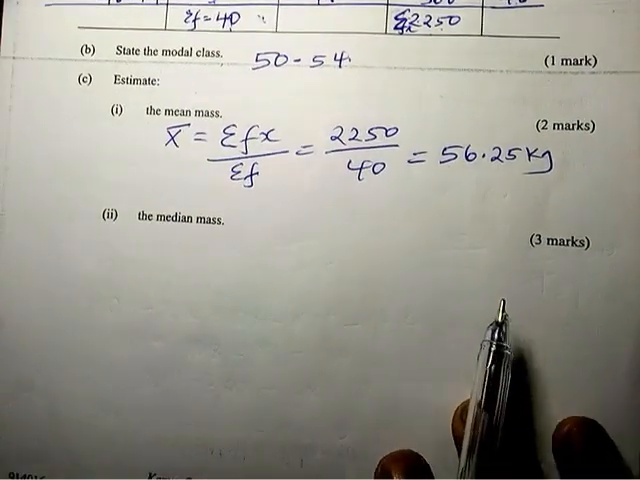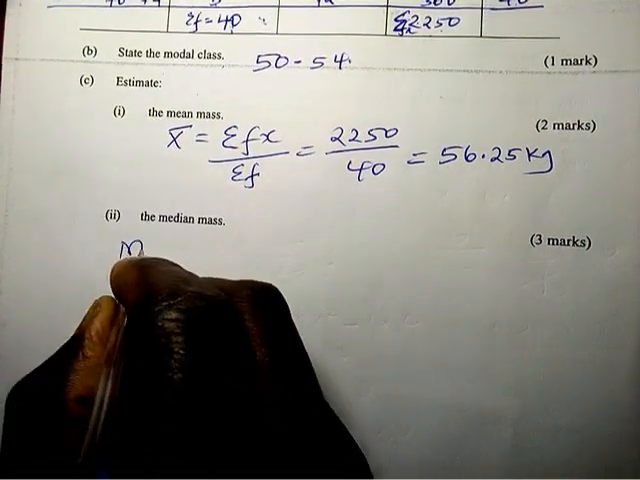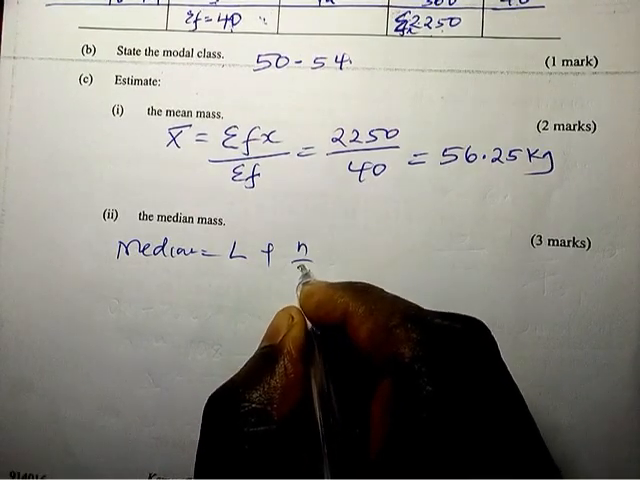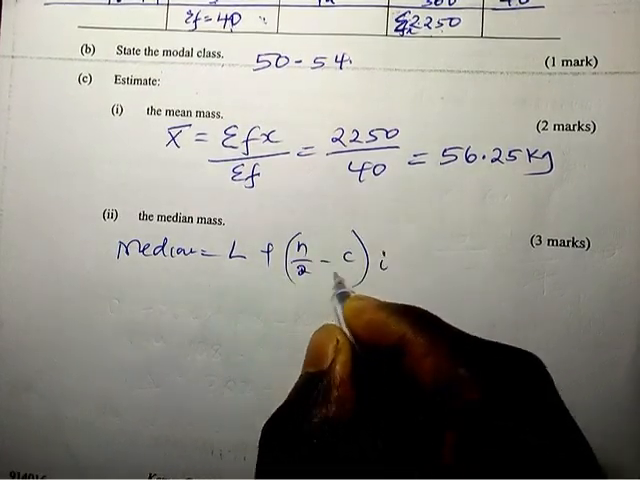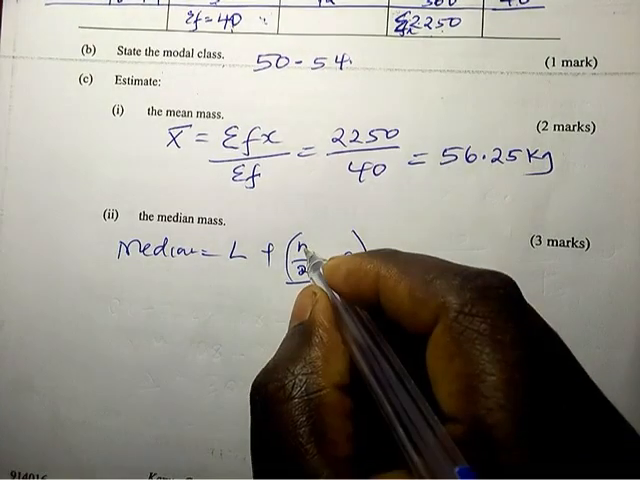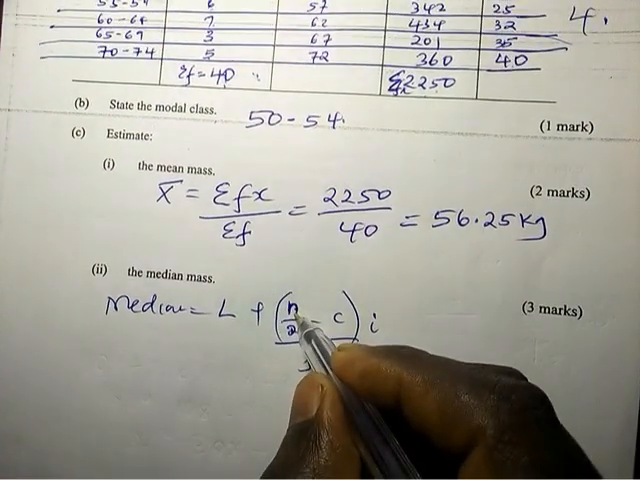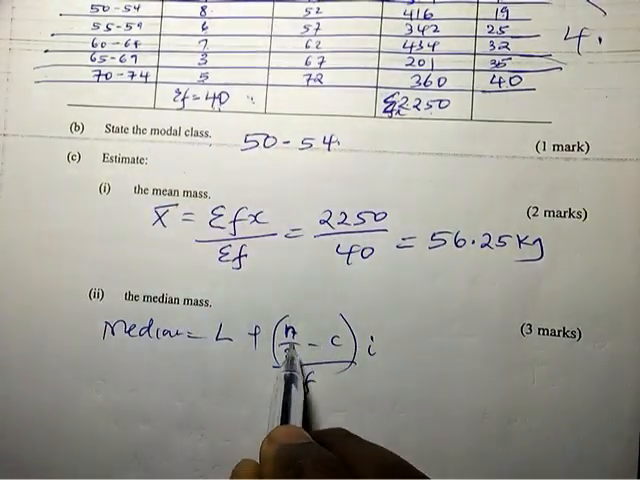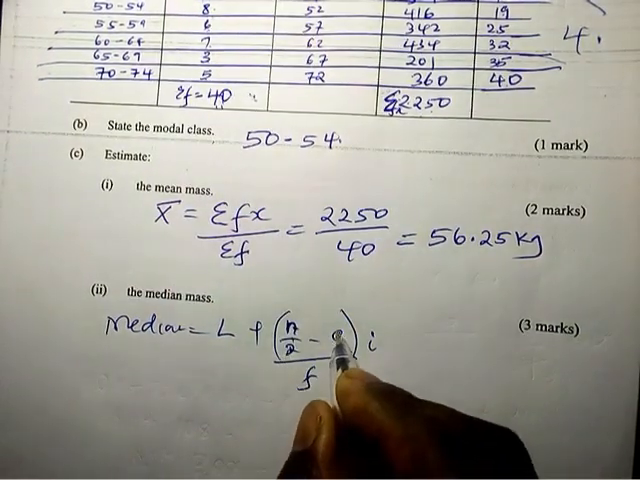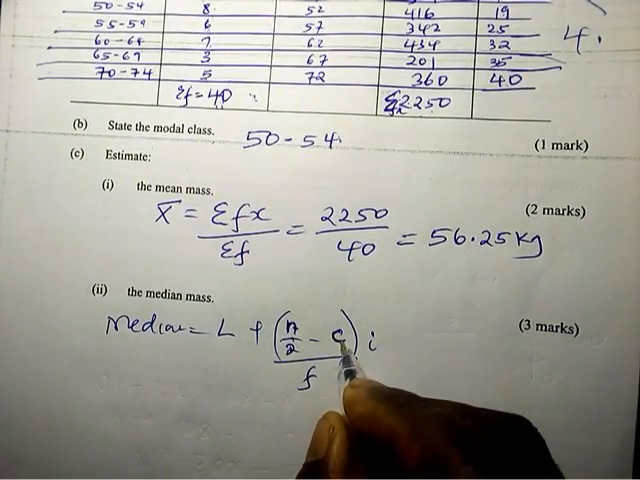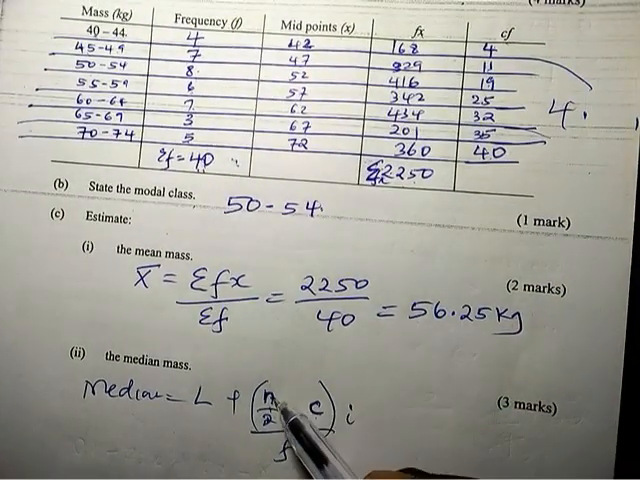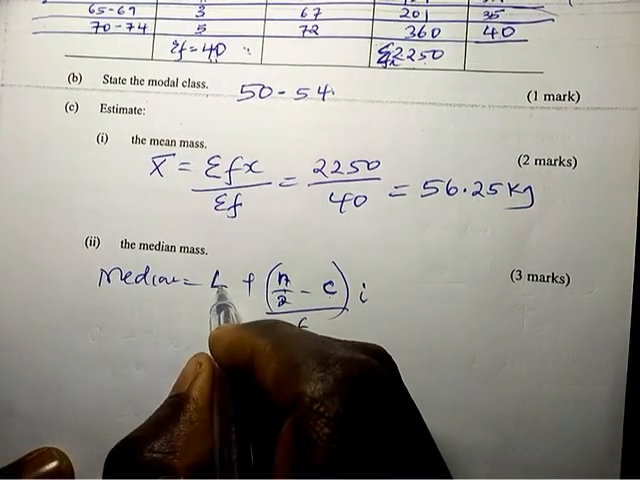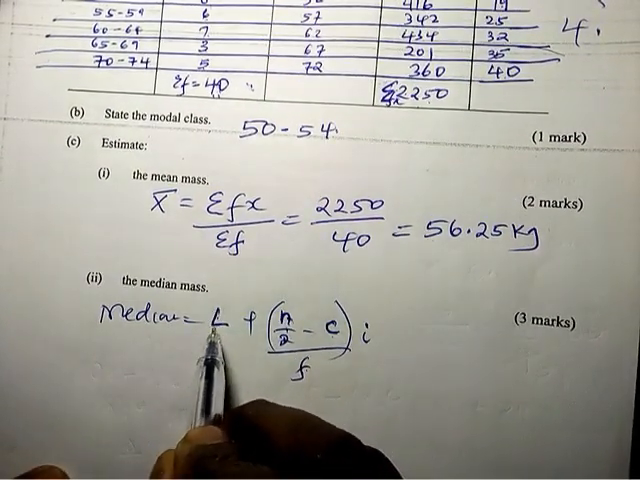For the median, use the formula. Median is equal to L plus n over 2 minus c, times i over f. N is the total frequency, the sum of the frequency, 40. N is 40 divided by 2, and c is the cumulative frequency above the class. I'm going to show you that, and then f is the frequency and i is the class interval. L is the lower limit of the class.